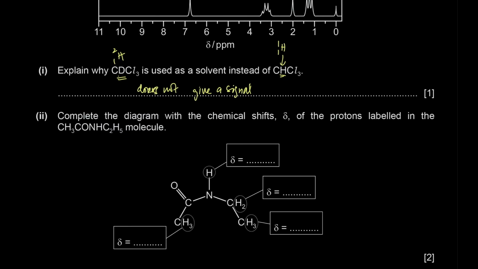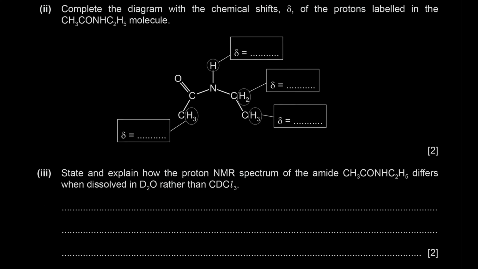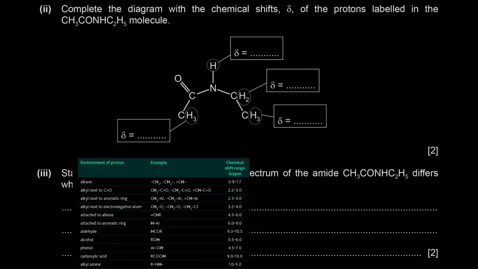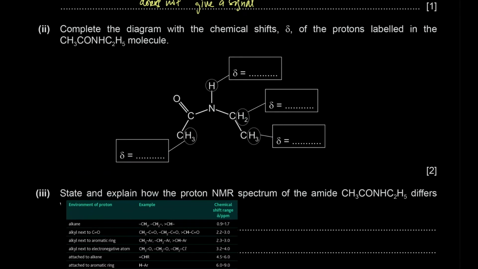Complete the diagram with the chemical shifts of the protons labeled in this molecule. Okay, so we have this molecule of CH3CONHC2H5, and we have to give the chemical shifts over here. Here we have the table of the chemical shifts, and we have our molecule.